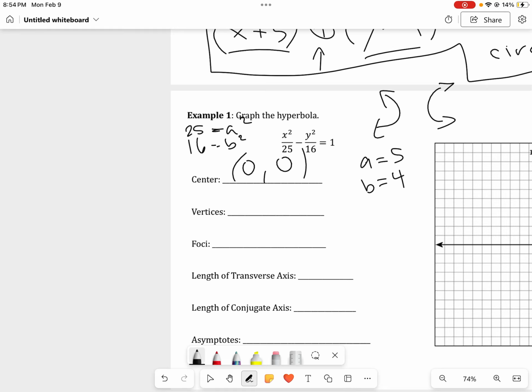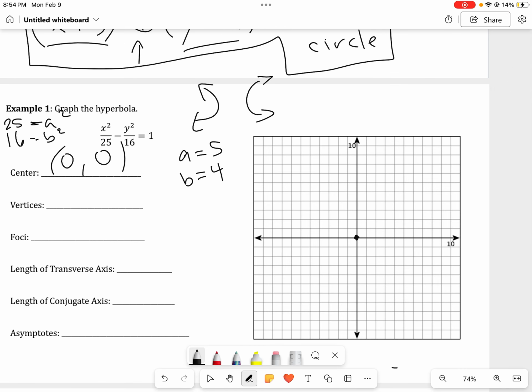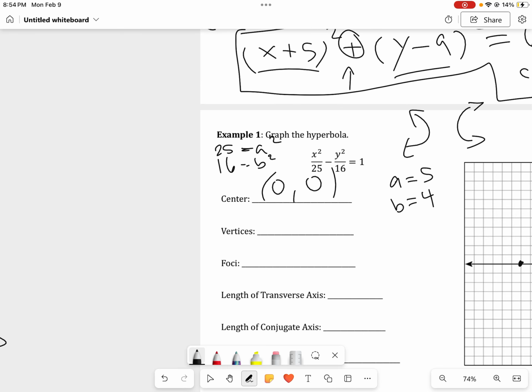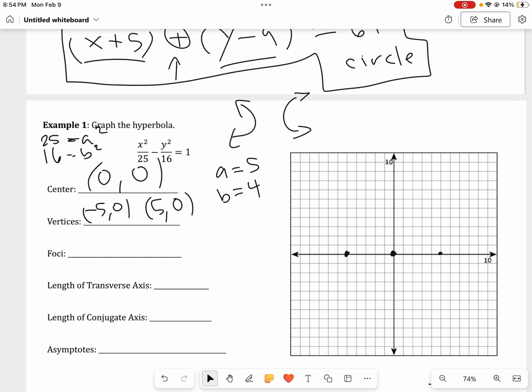Great. Our vertices, since it's horizontal, are a distance a on this side, a on that side. Because it's horizontal, that will give you our vertices. So obviously a is 5, so our first vertex is going to be here, and then move 5 over. That's our first vertex, and then move 5 the other way. Okay, there we go. So if we were going to write these down, it's going to be negative 5, 0, and 5, 0. Okay. Foci.